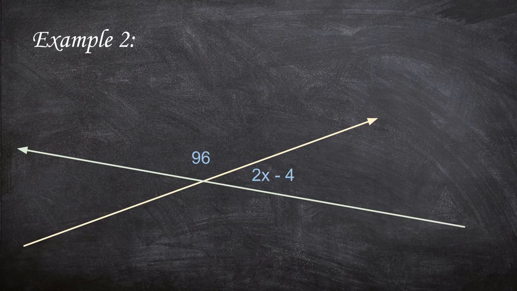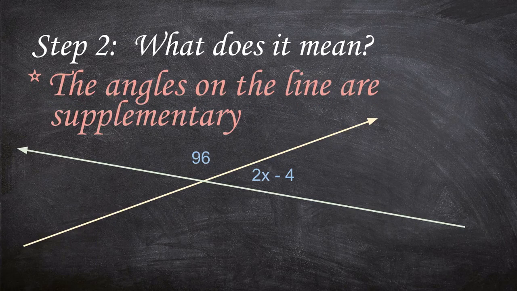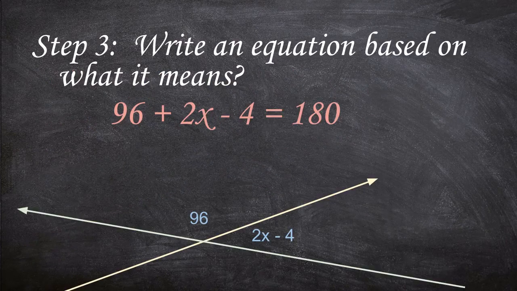Let's look at another example. Okay, step 1, what do you see? Do you see angles on a line? What does it mean? The angles on a line are supplementary. So step 3, what do I know about supplementary angles? Those angles add up to be 180 degrees.